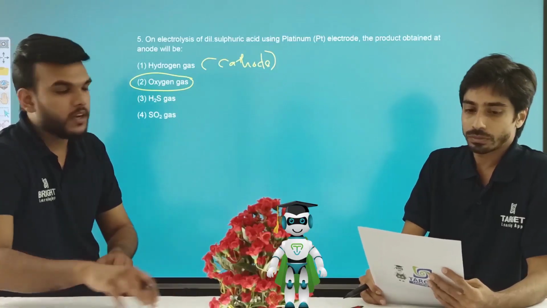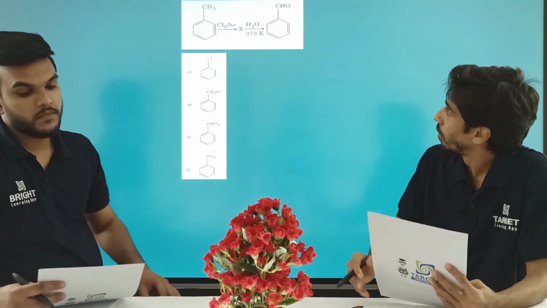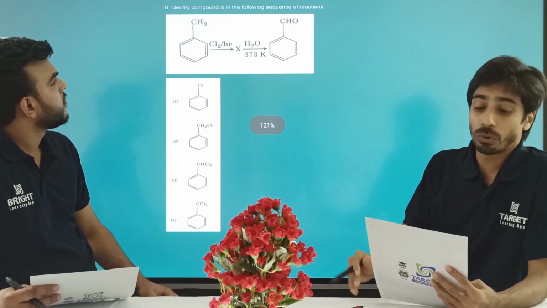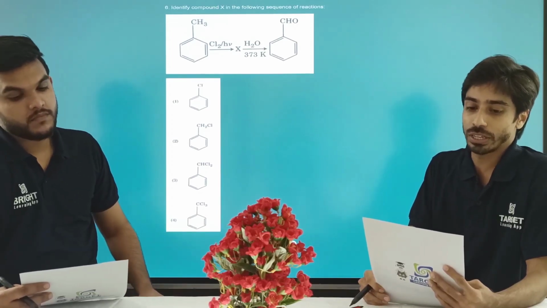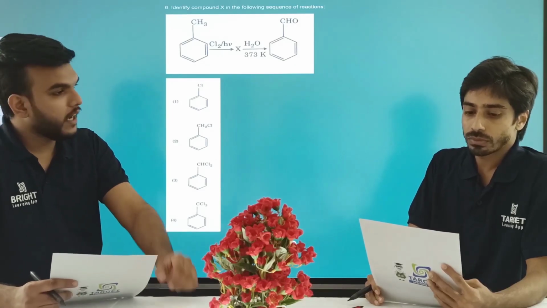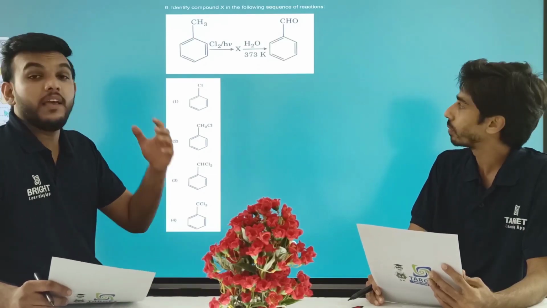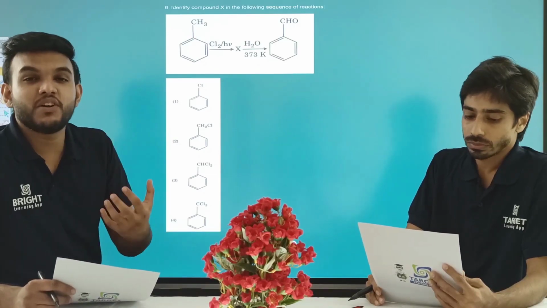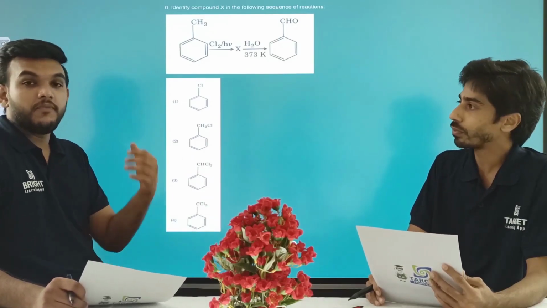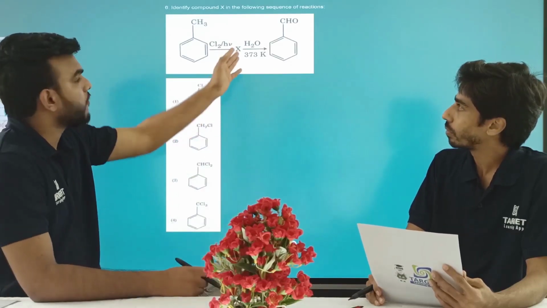Okay, sir, now let us go to the next question, question number 6. They need to identify the compound X in that sequence. This question is based on our chapter aldehydes and ketones, and the preparation of aromatic aldehydes. What is the method, students? This is the method of preparation by side chain chlorination followed by hydrolysis. First you do the side chain chlorination, and further you do the hydrolysis, and you have to find X here.